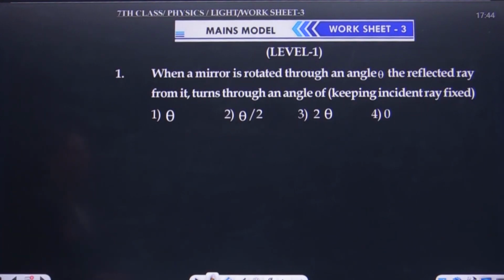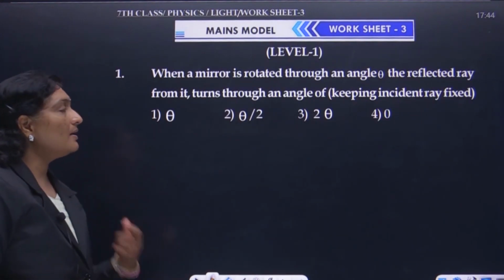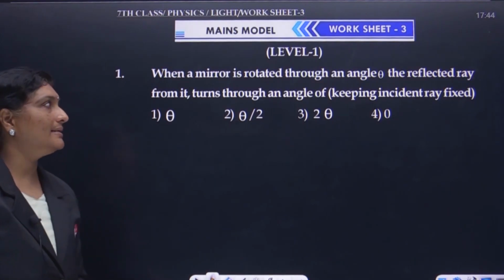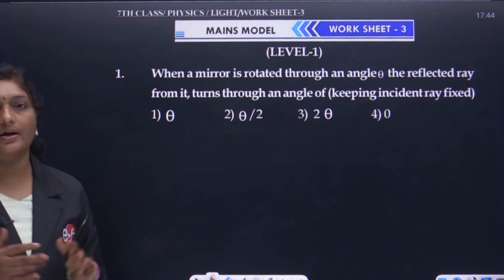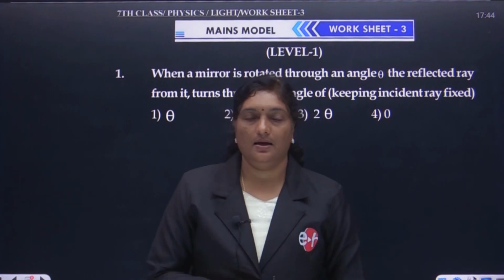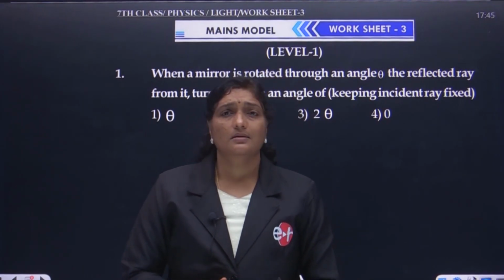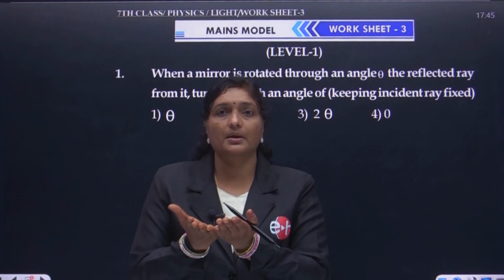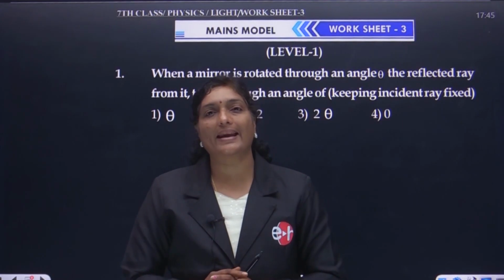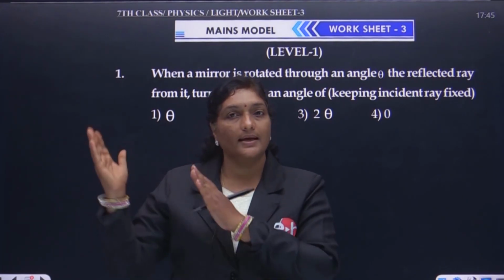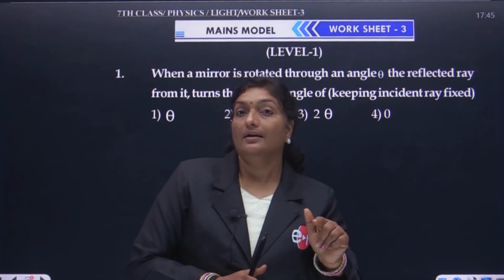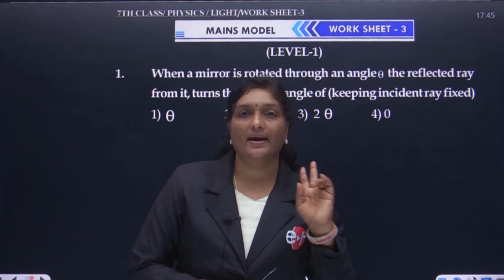So moving to the first question from level 1. When a mirror is rotated through an angle theta, the reflected ray from it turns through an angle of, you are asking. Children, let us recall the concepts which I have discussed earlier. Whenever a mirror is rotated by an angle theta, we observe that the normal also turns by an angle theta, whereas the incident ray being fixed, the reflected ray deviates by an angle 2 theta.